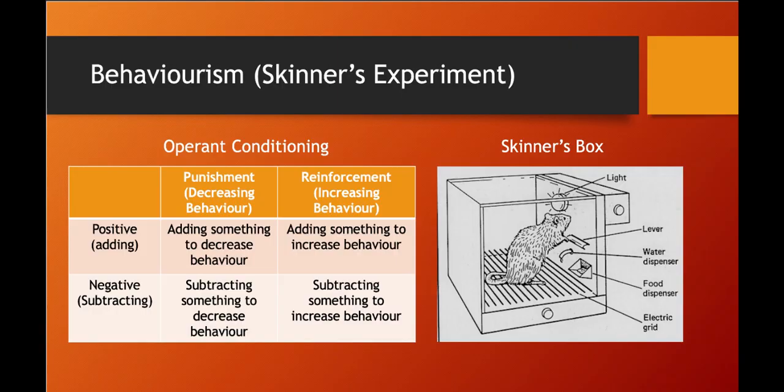Skinner then said to himself, "How can we encourage or discourage a specific action? Is it even possible to do that?" He therefore added an electric grid to the box. The electric shock stops only when the rat presses the lever. This is what Skinner described as punishment. The latter can be divided into two categories. Positive punishment happens when you add something to decrease a behavior, just like the electric grid in the box.